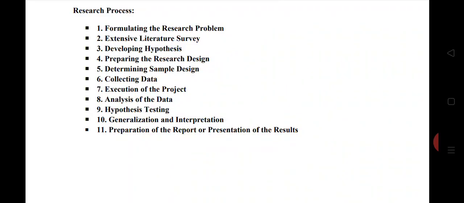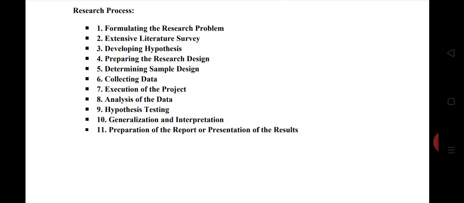And then hypothesis testing. According to the findings and conclusions, you have to test the hypothesis and give a conclusion. Number 10, generalization and interpretation. You have to interpret the results and generalize them to the general public. Then, preparation of the report or preparation of the results. In the end, when you have completed the whole study, you have collected the data, you have analyzed the data, you have got findings and results, then the last step is to report the data.